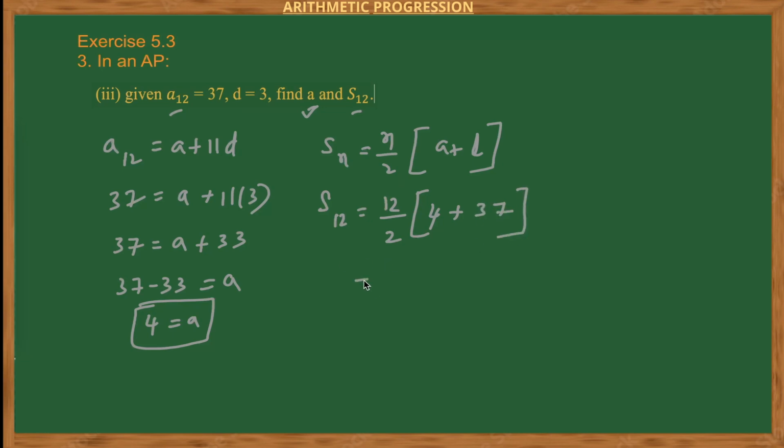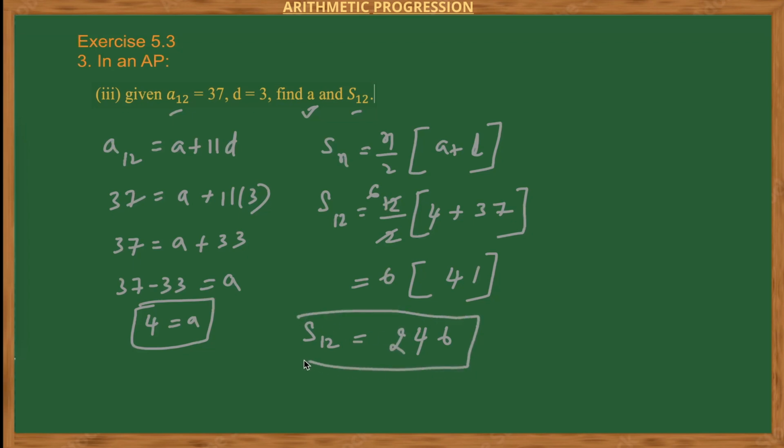Okay, so if you see here, 2 gets divided here, 6, and this can be added up, which becomes 41. Further multiplying, S12, 6 into 41, it becomes 246. Okay, so this is the sum.